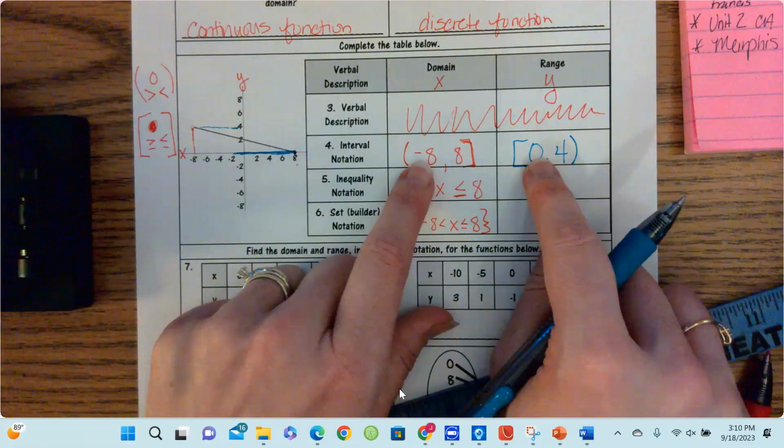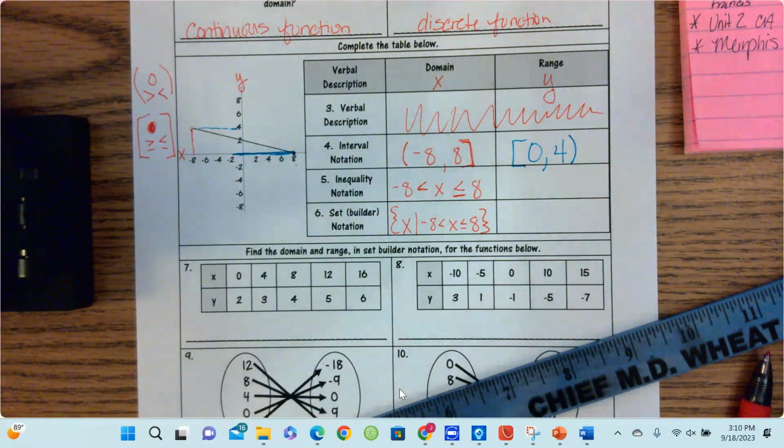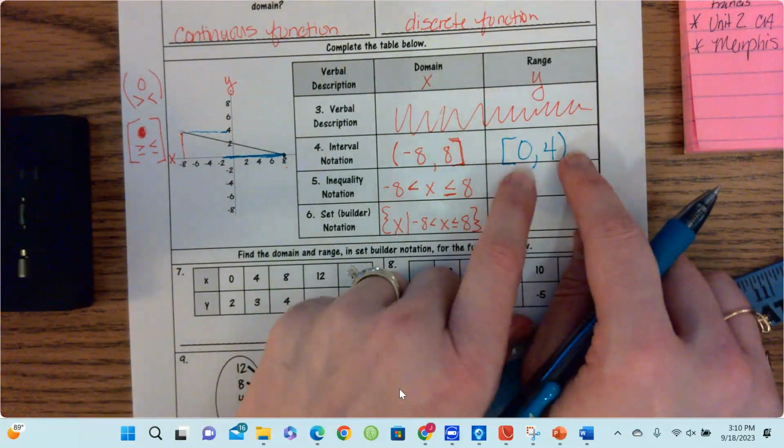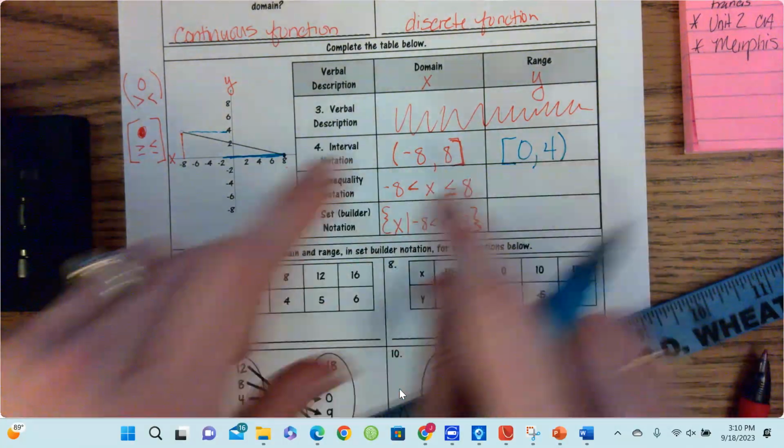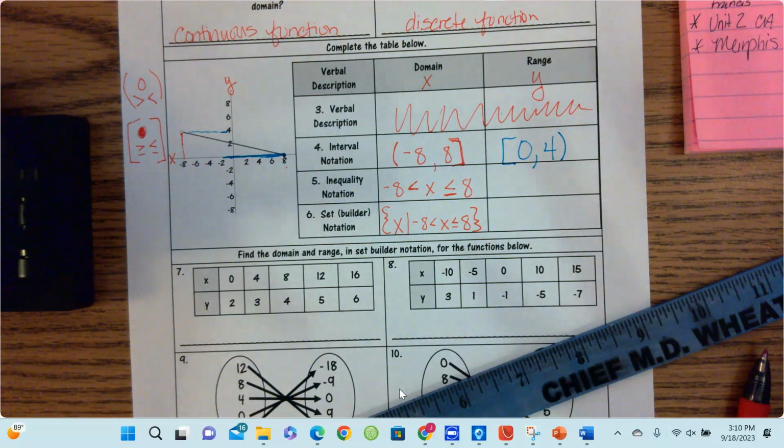So between domain and range, those parentheses and brackets can switch. That's completely possible. But you're always going to have the same amount. So if you've got 2 parentheses here, range is always going to be 2 parentheses, because that means both dots are open. So the dots being open or closed don't change between domain and range. They might just switch spots.